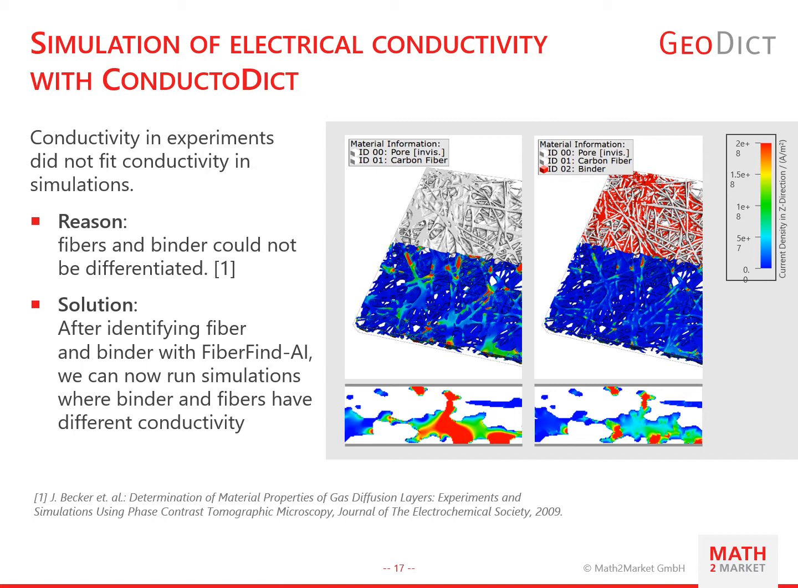So if you identify the binder before calculating the conductivity of the structure, you can assign different values for the conductivity for the fiber and the binder, and then the effective conductivity in the end turns out to be correct and fit to the experiments.